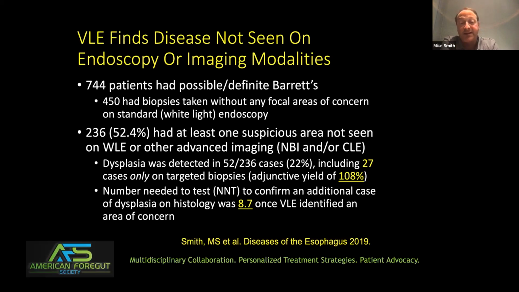And the number needed to test with the VLE to confirm an additional case of dysplasia on histology with a targeted biopsy was less than 9. So very good preliminary data showing, again, the ability of this device, which is able to scan the entire circumferential esophagus deeper than the surface layer in just 1.5 minutes, looking very good at the early stage.